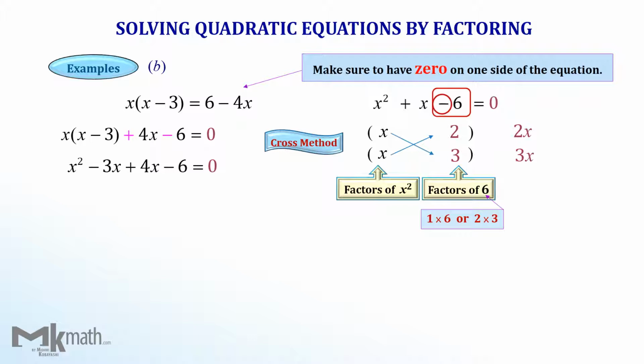And look at the sign of the last term. It is minus, which means that either 2 or 3 should have the negative sign. However, the sum of those products must match the middle term plus x. So we choose minus 2 and the plus 3 combination to have the sum of plus x. Place a minus sign for 2 and a plus sign for 3 to have x minus 2 times x plus 3 equals 0.